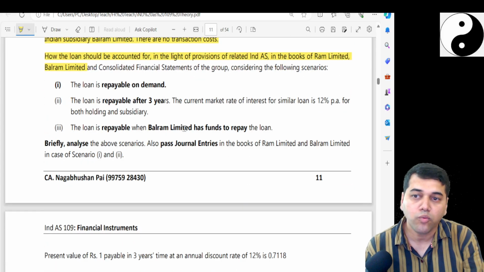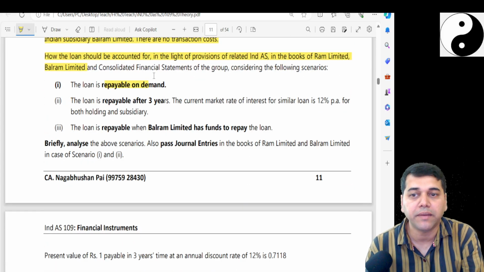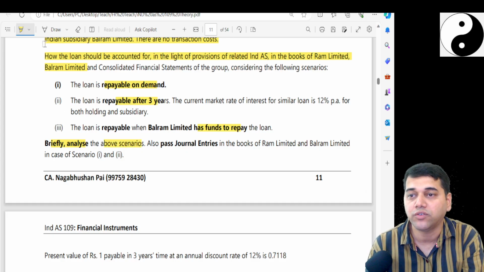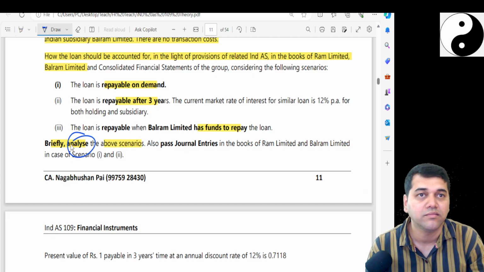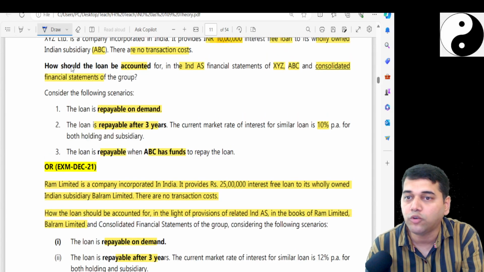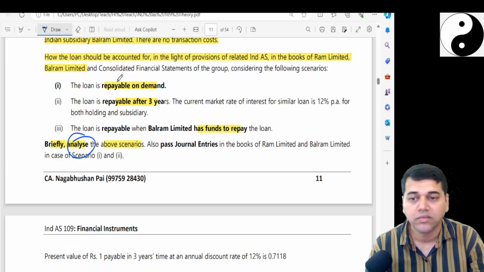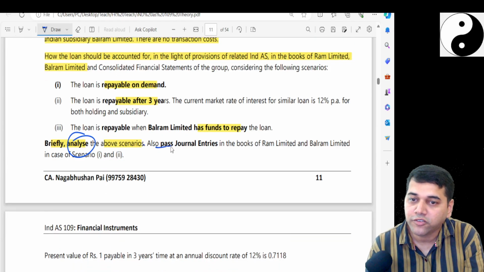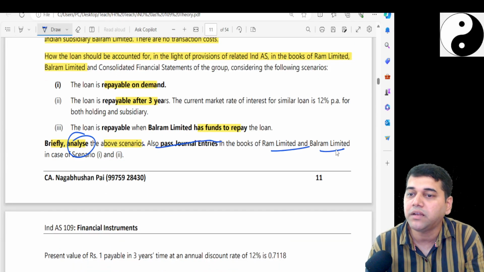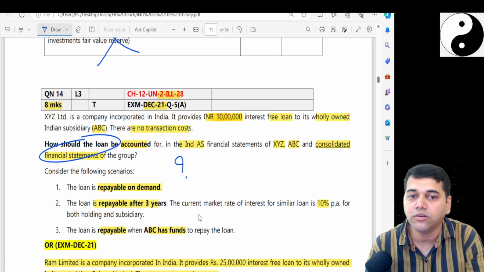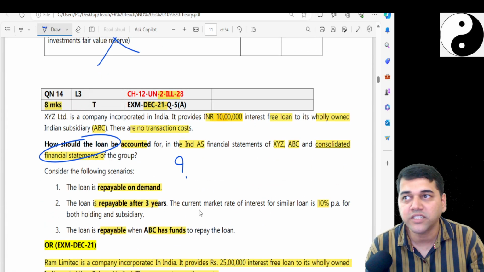Okay. Now what extra happened here? They said repayable on demand, or after 3 years, or when they have funds to repay. Briefly analyze the above scenario. That means I need to give theory. Study material, where is the theory? How should the loan be accounted? The word analyze is not given. Then also pass the journal entries in the books of Ram and Balram. Have they told you here about journal entries? No. In the study material solution, they have passed the journal entry.